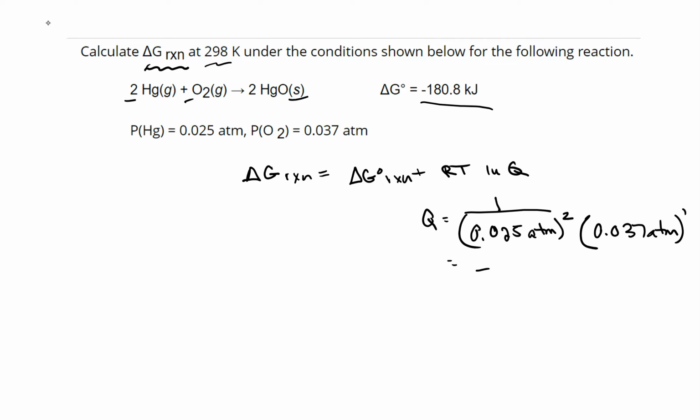Okay, I got 43,243 for Q. And we might as well just do natural log of Q to save ourselves some time. That's going to be 10.67.